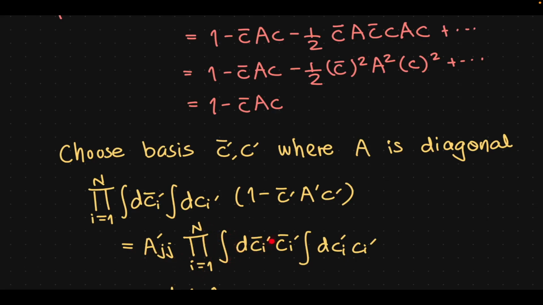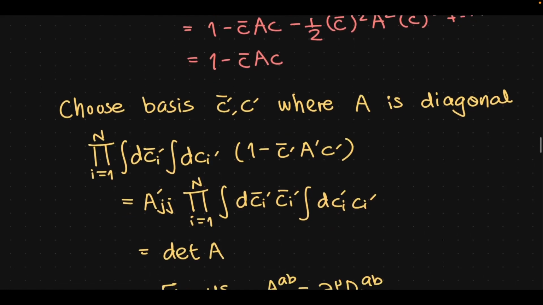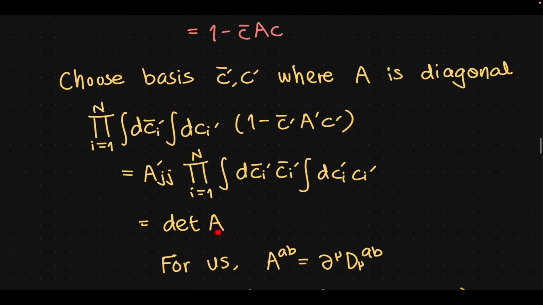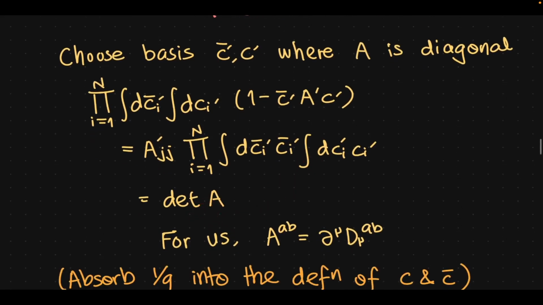Integral dc_i bar prime, c_i bar prime. Integral dc_i prime, c_i prime. Which, according to the rules of Grassmann integration, just go to 1. And a product over the entries, because it's diagonal, so we're doing a product over all the diagonal entries, is just the determinant of a, which is invariant of whatever basis we're working in. So that's just the determinant of a.